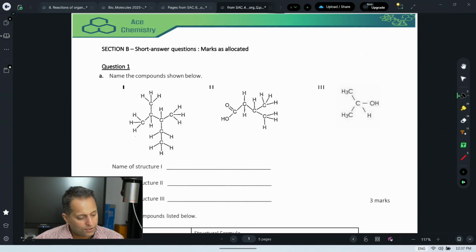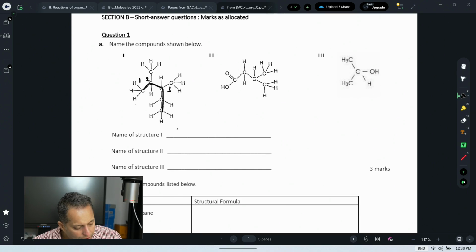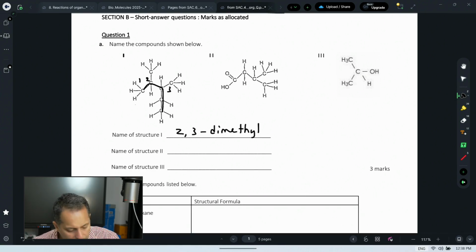Okay, question one. In this case, you just have to name these organic compounds. So first one is the alkane. Find the longest carbon chain. So how do you find the longest carbon chain? 1, 2, 3, 4, 5. Yeah, 5 is the longest carbon chain. Then this is number 1, this is 2, this is 3. So you got 2 comma 3 dimethyl, 2 comma 3 dimethyl pentane. Yeah, that's pretty straightforward. Pentane.